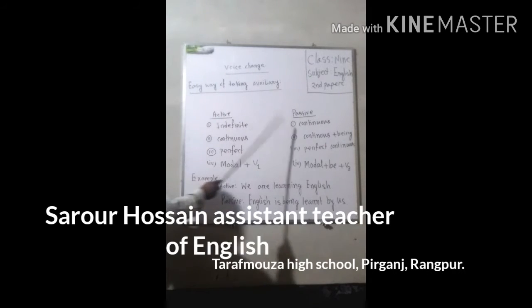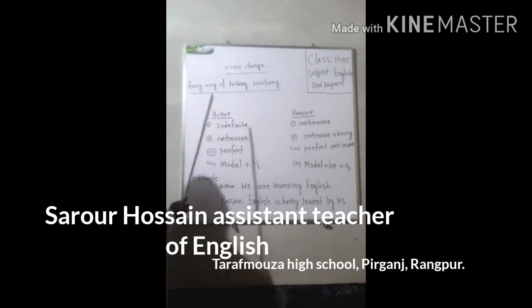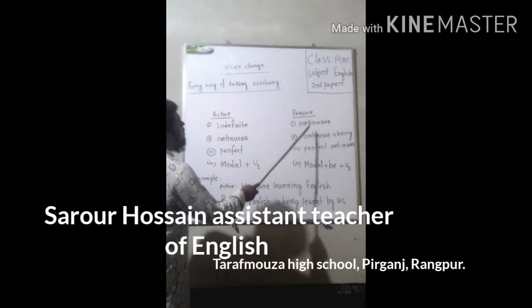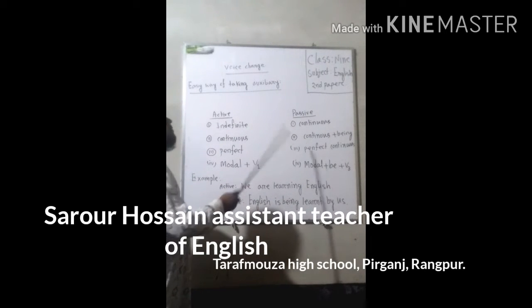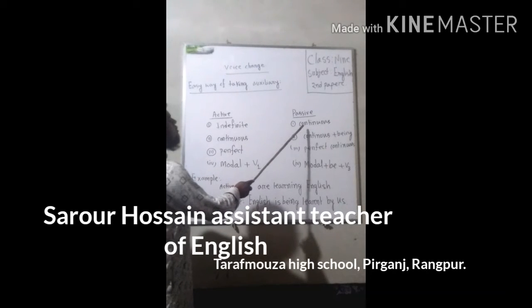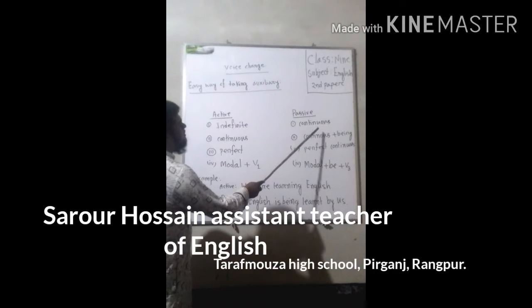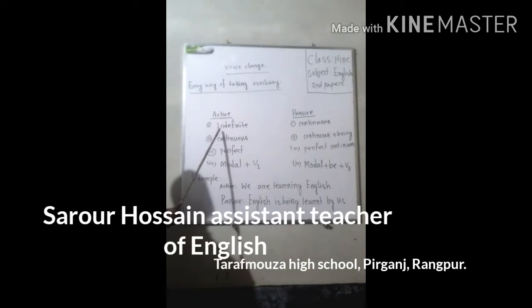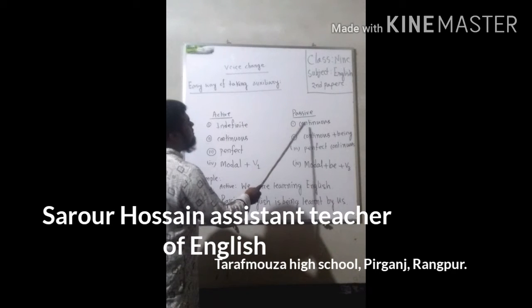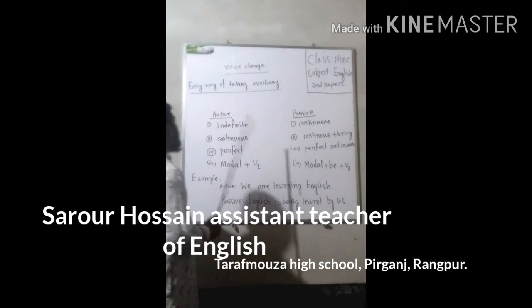Indefinite tense, continuous tense. That means in the active voice, if we find present indefinite tense, in the passive voice we have to take the auxiliary of present continuous tense. If we find past indefinite tense in the active voice, we have to take the auxiliary verb of past continuous tense. If we find future indefinite tense in the active voice, we have to take the auxiliary verb of future continuous tense in the passive voice.